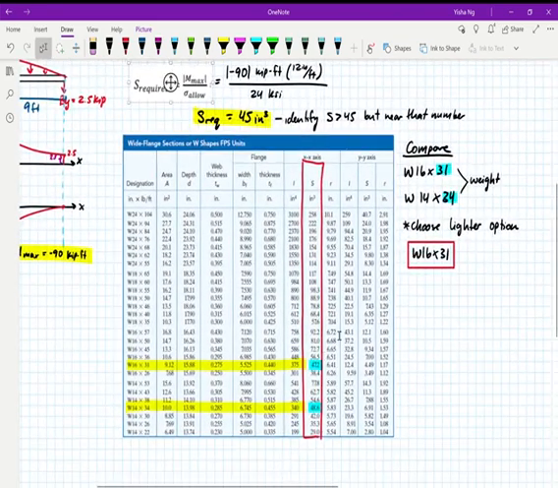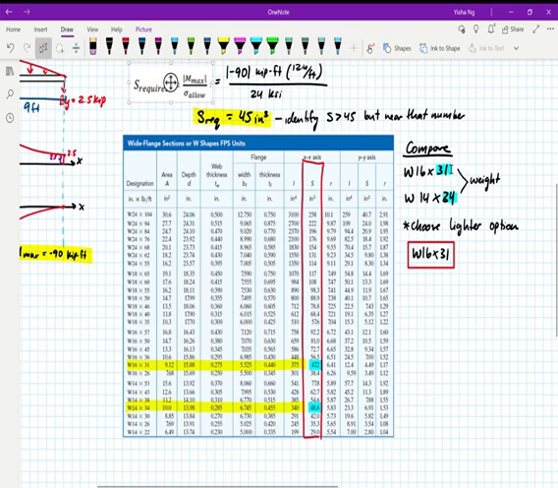What I've boxed here in the XX direction is what we're looking at, our S's. And I'm looking for numbers that are bigger than 45, but not by a lot. So I got these two options. They both fulfill my requirement, but remember that the problem statement said we wanted to choose the lightest weight beam that we could. So if I trace this number back over here in the table, I have W16 by 31 or W14 by 34.